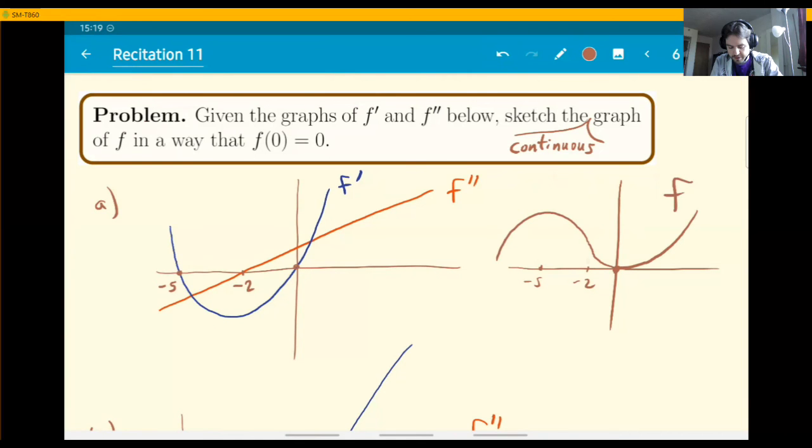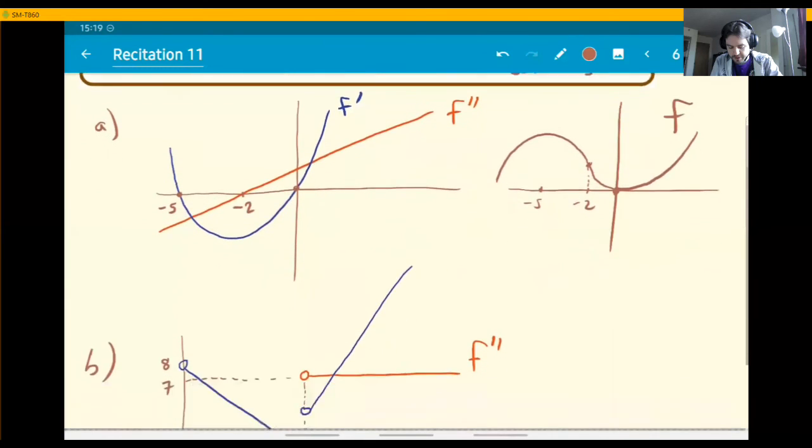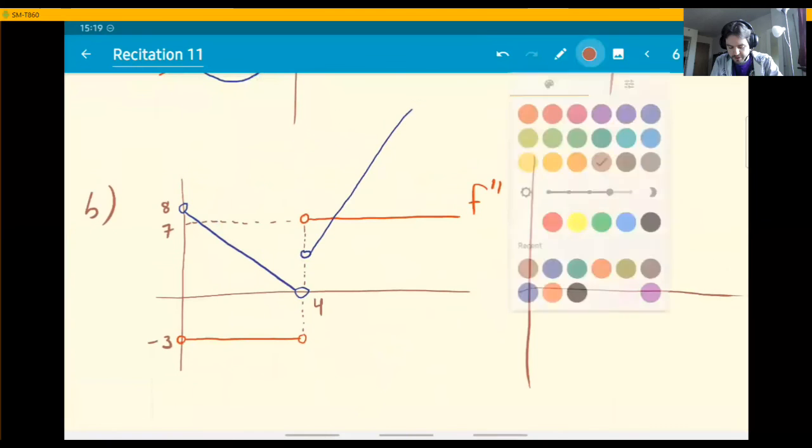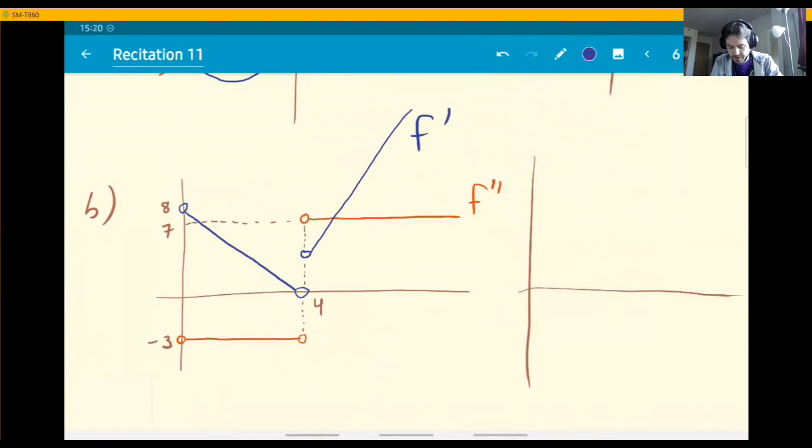So you see that I tried my best to make the inflection right here, right above the point -2. Okay, wait, this is what we have to do. I just have one more like this. So now we have a function that's only defined for positive numbers after 0. And I didn't write the f prime here. F prime is the blue graph. F double prime is the red graph. You see that f double prime is a constant function, but with two separate pieces. And that makes f prime a linear function with two separate pieces.